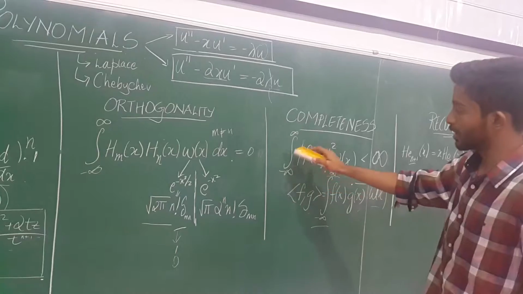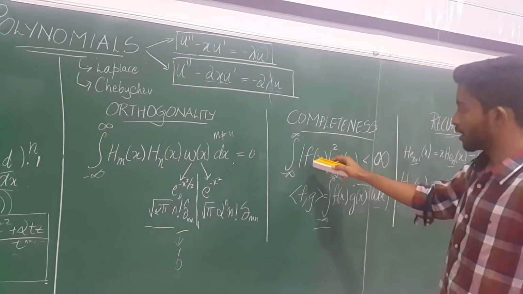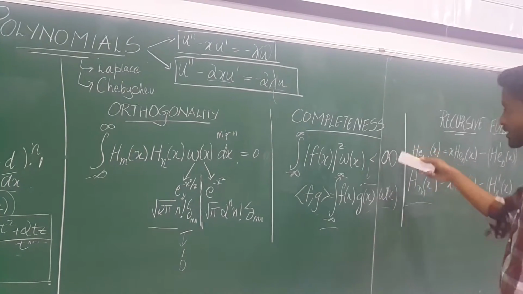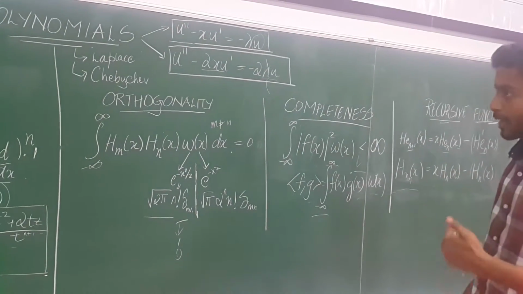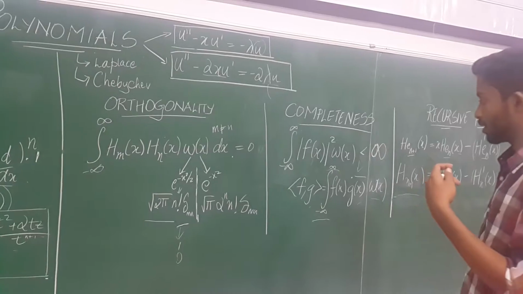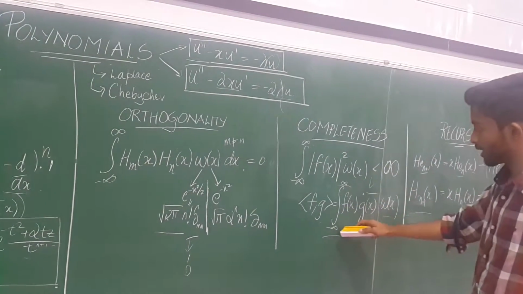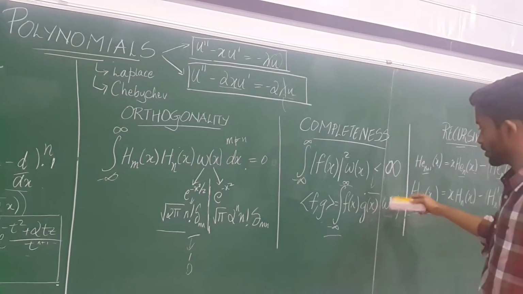states that the integral from minus infinity to infinity of the modulus of f(x) squared over a weighted function is less than infinity. The dot product of Hermite polynomials is equal to the integral from minus infinity to infinity of f(x) g(x) times the weighted function w(x).